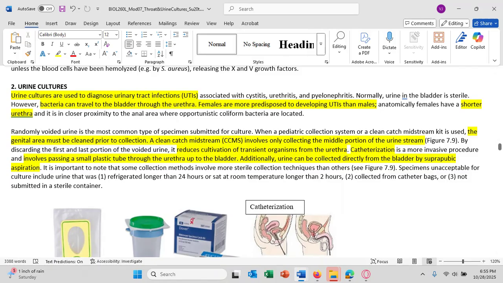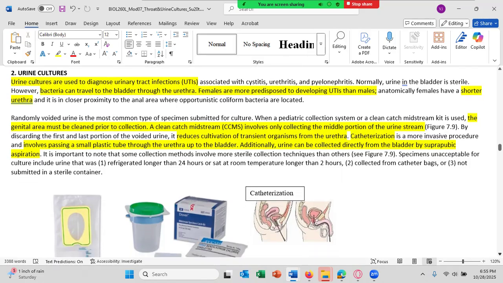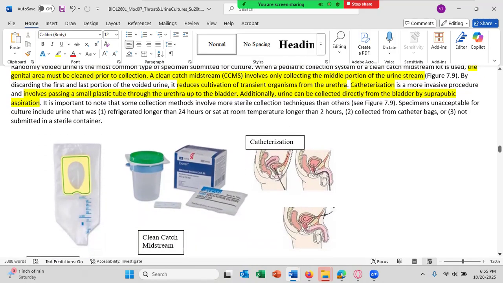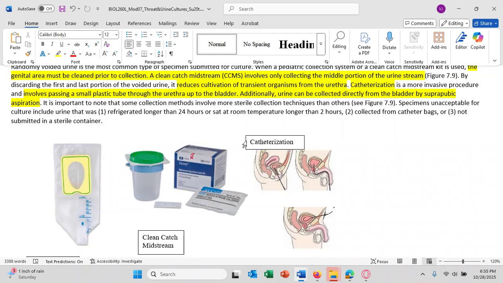There are 3 recommended ways you can sample the urine. The first is the clean catch midstream method, where the patient cleans their genitals prior to urinating, and then they start urinating, and they catch the urine in the middle of the stream, not at the beginning of the stream, not at the end of the stream. If you collect the urine in the middle of the stream, you'll have less contamination from the urethra than if you catch it at the beginning or at the end of the urine stream.